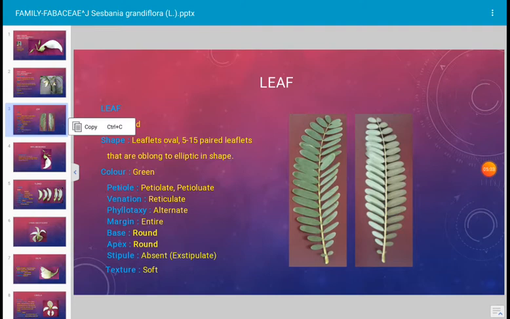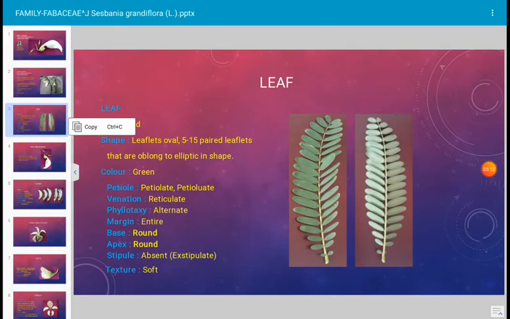Venation is reticulate. Again, reticulate venation means it is a member of the dicot plants. How is the phyllotaxy? Phyllotaxy is alternate. The arrangement of the leaves is called phyllotaxy. The arrangement of these compound leaves on the plant branches is alternate. Even the leaflets are arranged alternately. See carefully in the photograph.